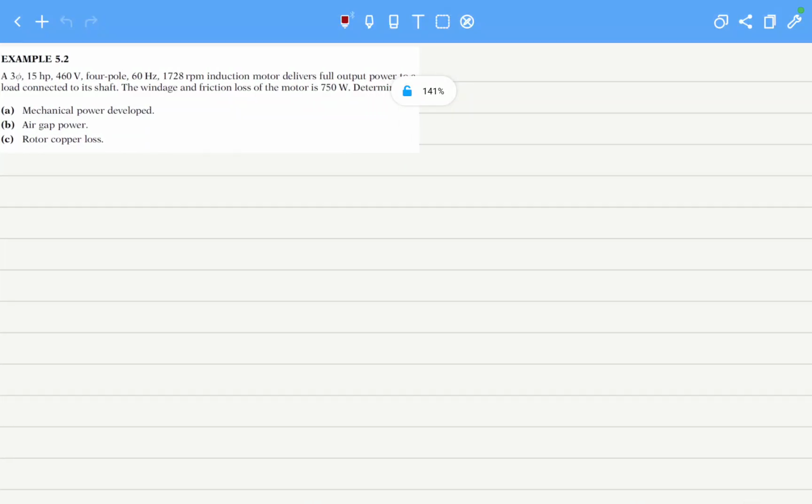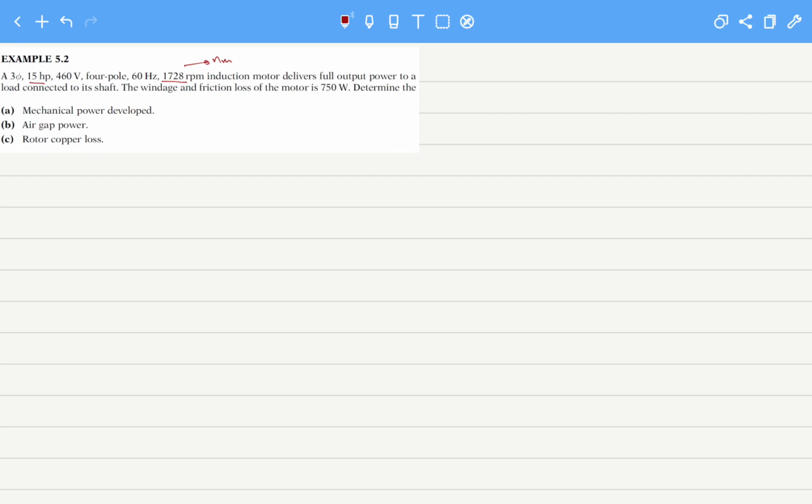The topic related to the power flow inside the motor continues, and here we see that we have a 3-phase 15 horsepower motor, 4 pole, 60 hertz, and he has given us the RPM. The induction motor delivers full output power to a load connected to its shaft. So this is actually the mechanical speed at which the motor is rotating.